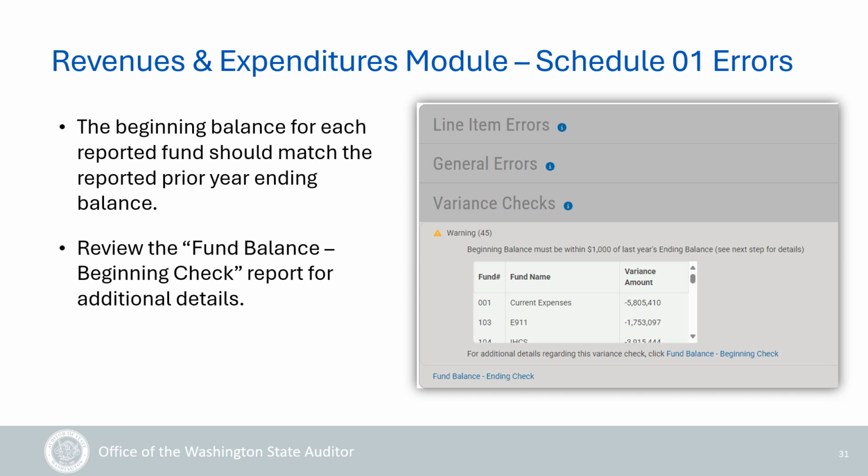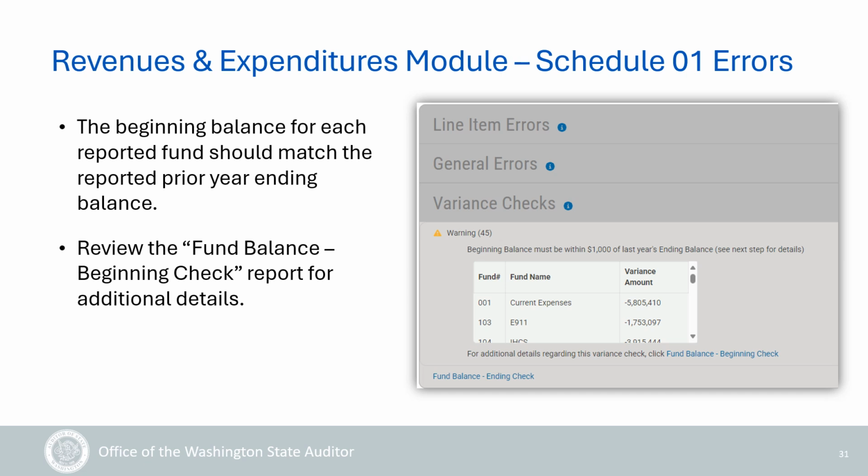If there are variances greater than $1,000, the fund number and variance amount will be displayed in a table as shown on your screen. In this example, we are looking at the variance check that compares the current year beginning balances to the prior year ending balances for all reported funds. Any variances greater than $1,000 will result in a warning error.